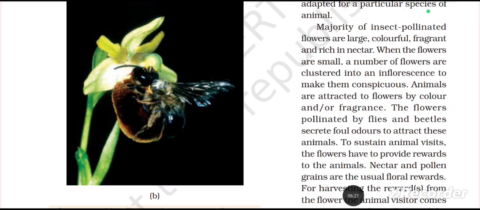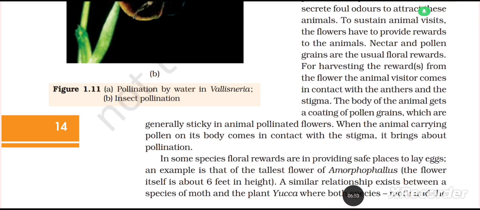Often, flowers of animal pollinated plants are specifically adapted for a particular species of animal. Majority of insect pollinated flowers are large, colorful, fragrant, and rich in nectar. When the flowers are small, a number of flowers are clustered into an inflorescence to make them conspicuous. Animals are attracted to flowers by color and or fragrance. The flowers pollinated by flies and beetles secrete foul odors to attract these animals. To sustain animal visits, the flowers have to provide rewards to these animals. Nectar and pollen grains are the usual floral rewards.